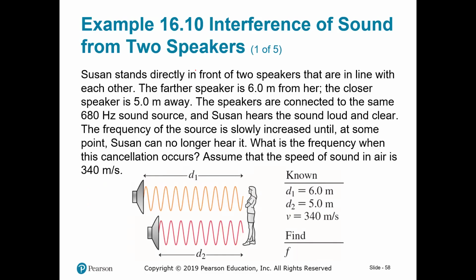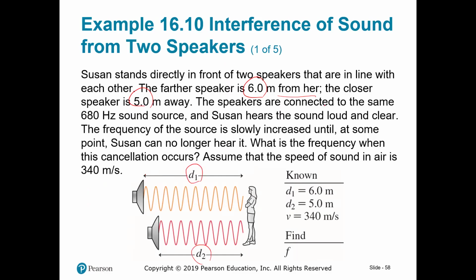Again, Sujan stands directly in front of two speakers that are in line with each other. The further speaker is 6 meters from her. So now this is 6 meters. D1 is actually 6 meters. The closer speaker is 5 meters. So this is 6 meters, this is 5 meters, right?